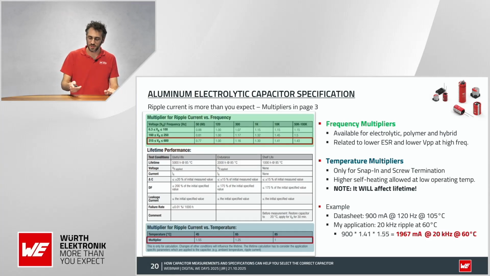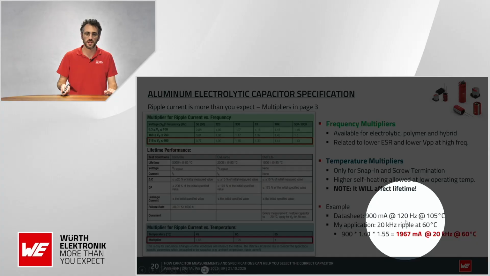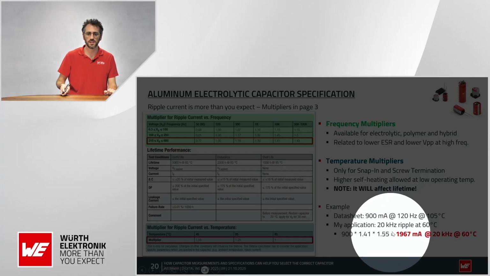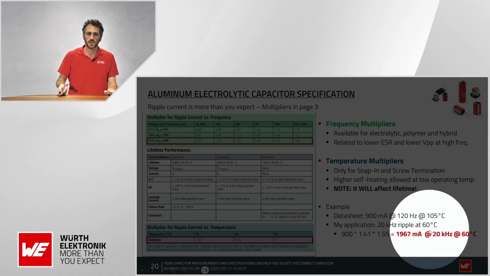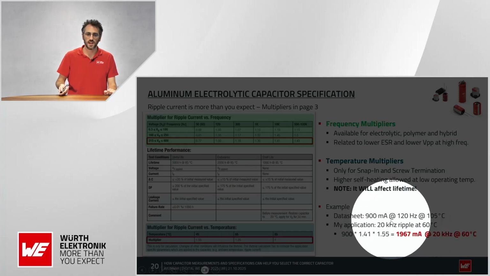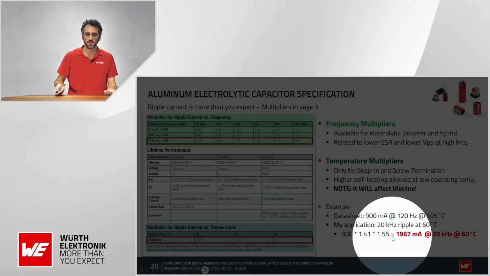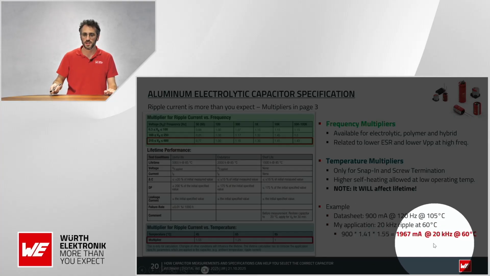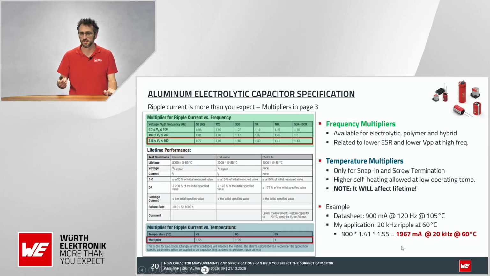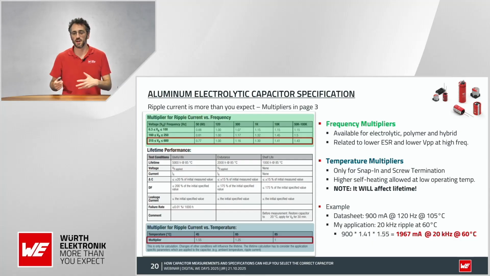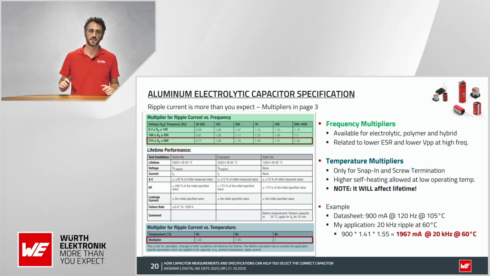So in the previous example, maybe we are switching at 20 kilohertz instead of 100 Hertz, and we have a temperature around 60 degrees. So instead of the 900 milliamps, including both multipliers, we now have almost 2 amps. So it's, yes, more than 2 times the ripple current that we allow in the datasheet. So you have to consider this also in your selection.